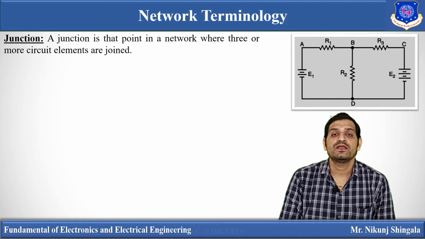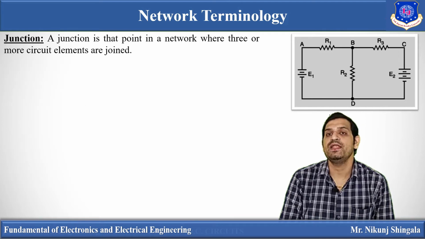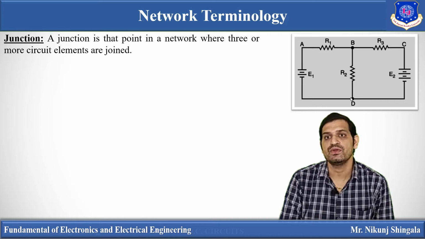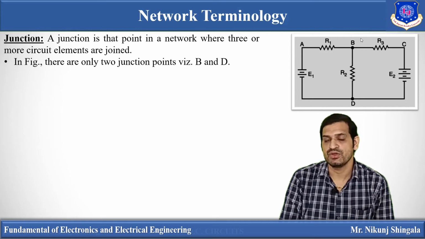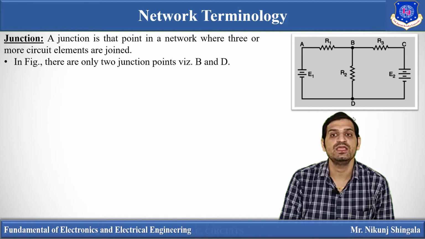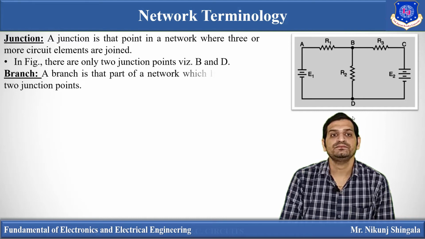Next one is a junction. Junction is a point in the network where three or more elements are joined. Here you can see B and D are also junctions because more than two elements, that is three elements R1, R2 and R3, are connected. So B is a junction. Similarly at D, R2, E1 and E2 are connected. So D is also a junction.